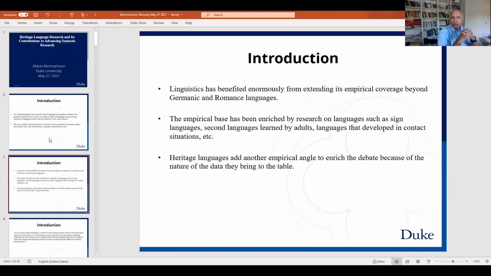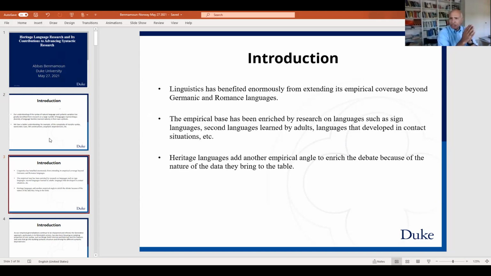So as I said, we benefited greatly. So at least there is value, at least on a heuristic level, in the approaches that we have been doing. And in addition to that, our empirical base has been enriched by research on sign language, for example. Second languages learned by adults, and many of you here in this seminar today are experts on this, and you know this better than me.